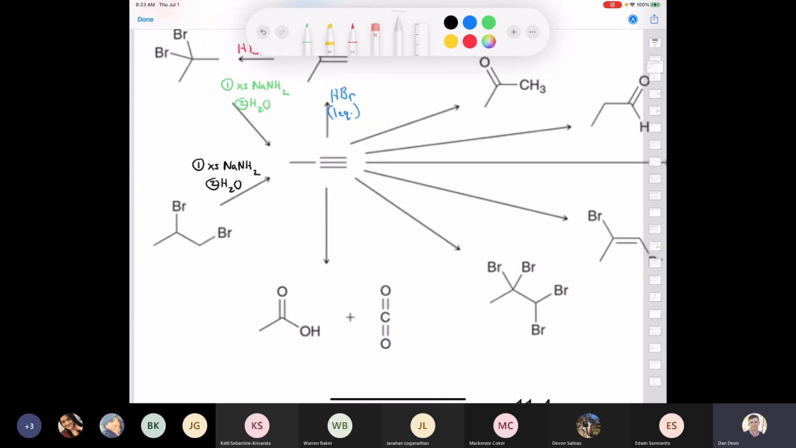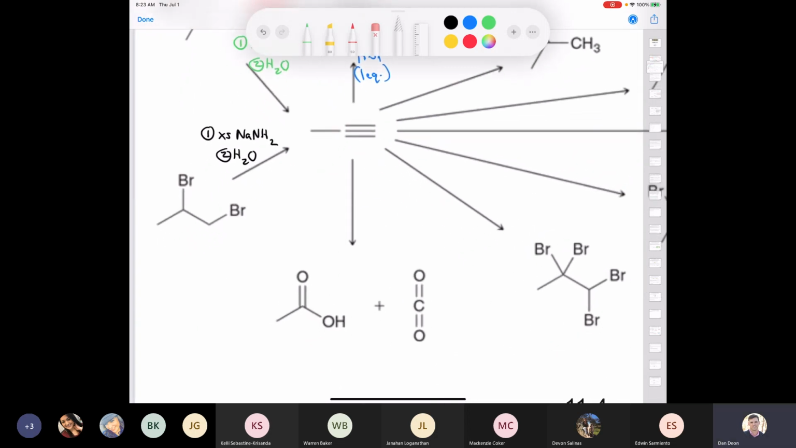Let's go counterclockwise to make things interesting. All right. Does anybody have an idea about this reaction down here, where you take propyne and you make acetic acid and carbon dioxide? Yes, absolutely. This is an ozonolysis reaction, isn't it?